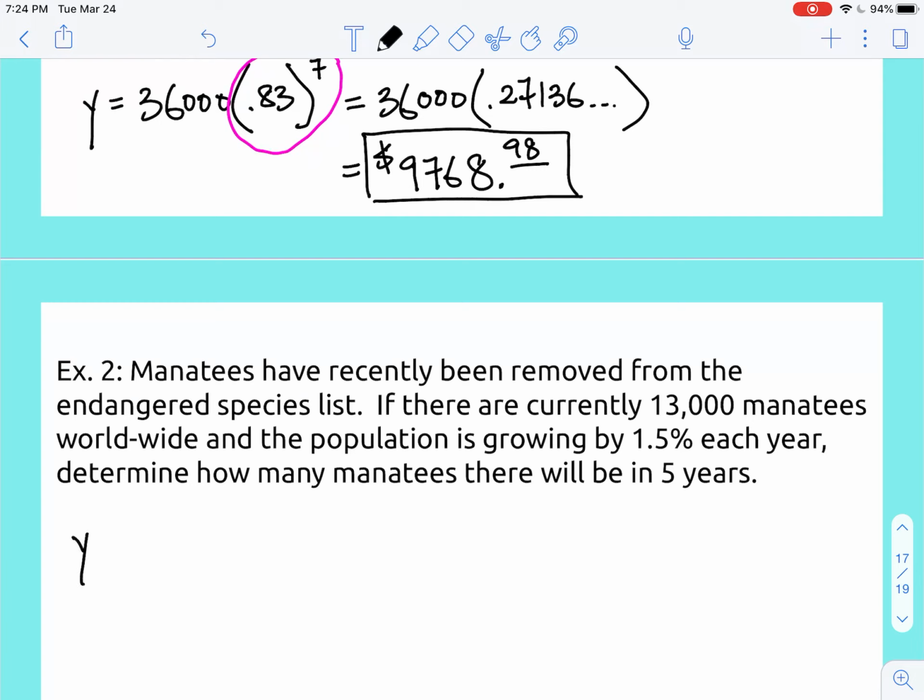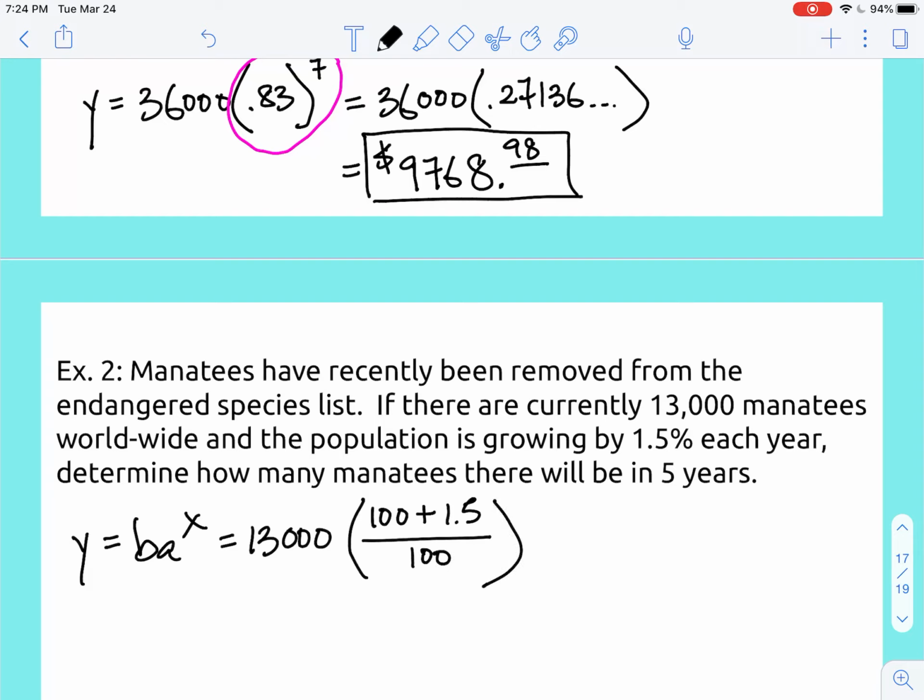So I see the percent, and I'm saying, I got you. This is an exponential equation. And then I'm going to fill in the values I need. So the initial number of manatees, or the starting number of manatees, 13,000. I don't want to put 1.5 in here. Don't do that. But you can do 100 plus, because the number of manatees is growing, 1.5. And then you want to make sure to turn that percent into a decimal by dividing by 100 and putting it to the power of, in this case, 5.